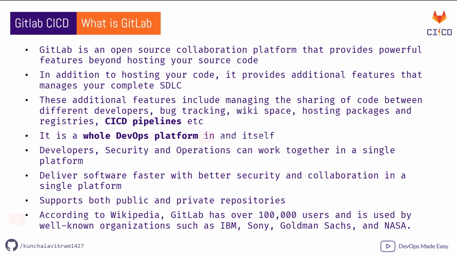GitLab is often called a whole DevOps platform because it offers complete end-to-end CI/CD solutions. So all the developers, security, and operations teams can work together in a single platform rather than having different sets of tools for different teams. Using GitLab, you can deliver software much faster with much better security and collaboration, and that too under a single platform. It supports both public and private repositories just like GitHub, and according to Wikipedia, GitLab currently has more than 1 lakh users and is often used by well-known organizations such as IBM, Sony, NASA, etc.